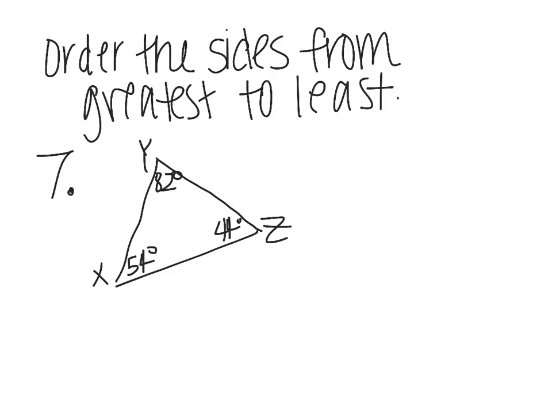All right, now number 7. Number 7 is asking us to order the sides from greatest to least. So we're looking for the longest side, and then we're listing them in order from the longest to the shortest.